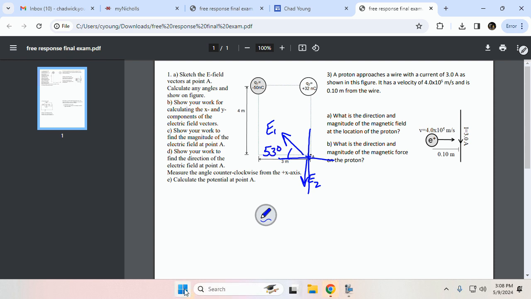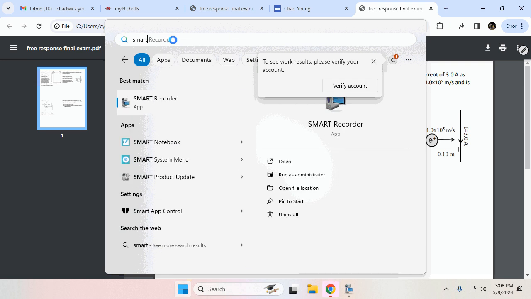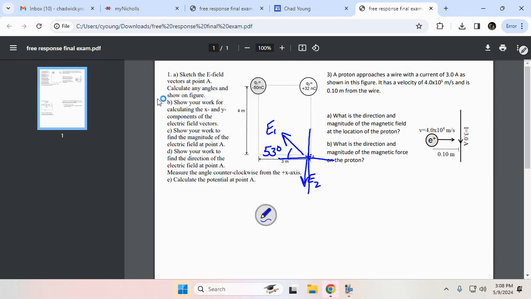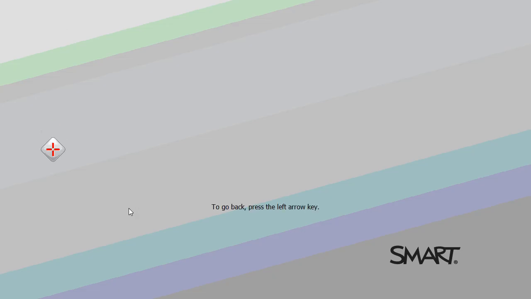Sorry, let me fix this pen. It's not right. Don't write this down, okay?